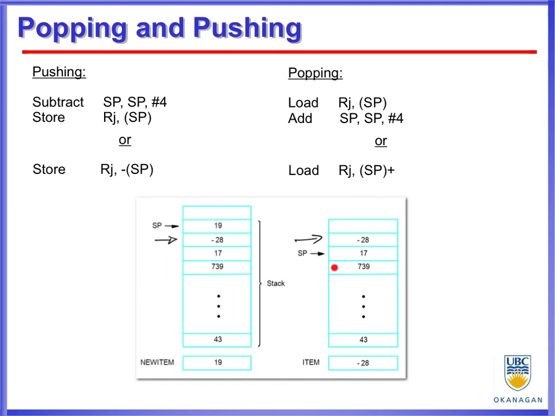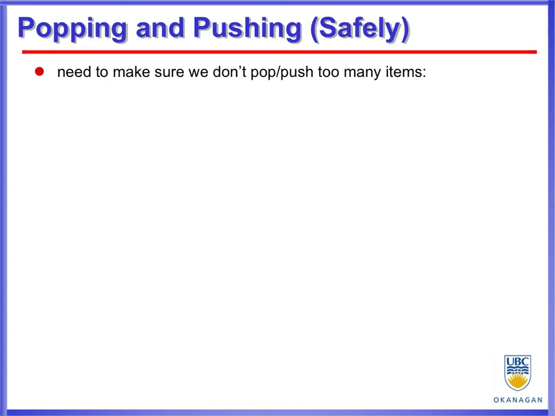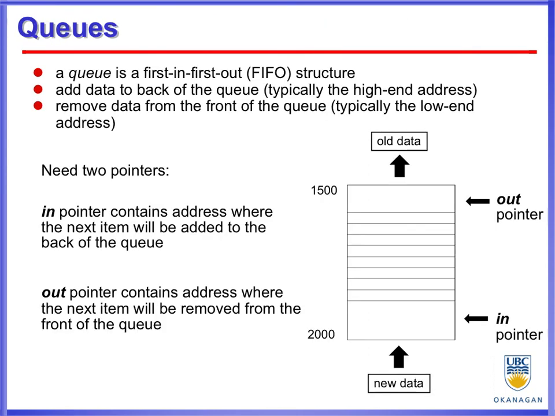You can only pop things off until you get to the bottom of the stack. Okay. All right, popping and pushing safely. Need to make sure we don't pop too many items. Right, obvious. All right, the second data structure we want to look at is queues.